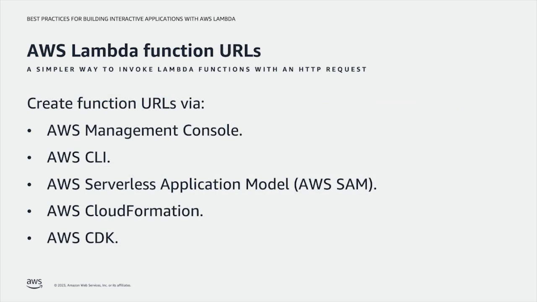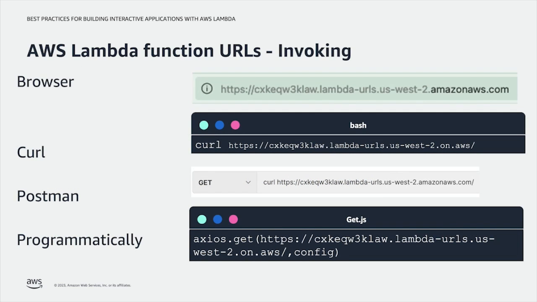So let's have a little look at function URLs. This is relatively new. They've been out for about a year now. You can create a function URL using the AWS Management Console, using the AWS CLI, using an infrastructure as code template such as CDK, SAM, CloudFormation, Terraform. There's multiple different ways. Now, to invoke my Lambda function, all I need to do is send an HTTP request to that function URL. And of course, I can do that from a browser window. I can do that with a curl command or via Postman or even programmatically using the API.